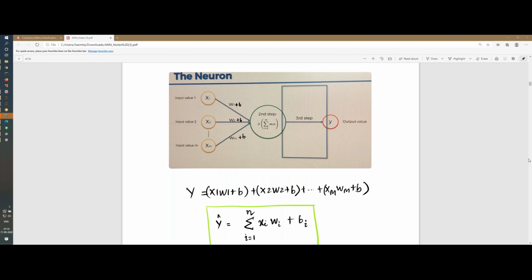So who can answer? He's asking, what is this I? Xi, Wi, I equals 1 to n. Can you explain? Who can explain this? This is the number of inputs. Yes. This is the number of inputs.